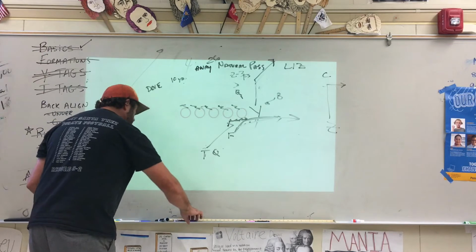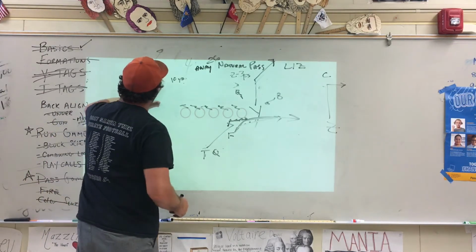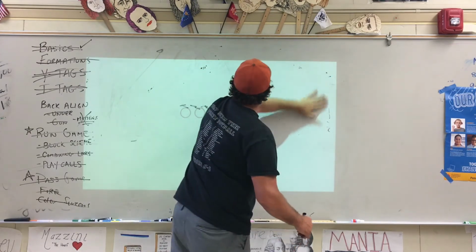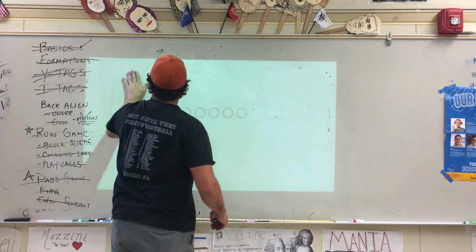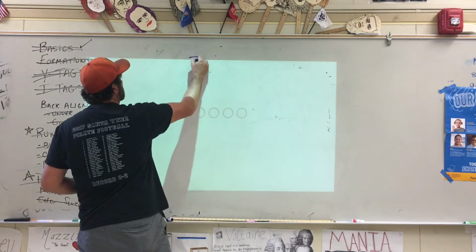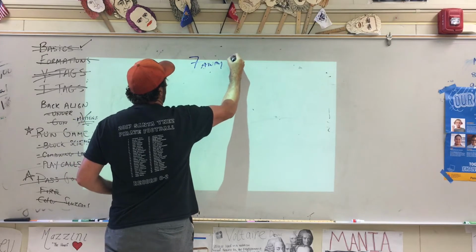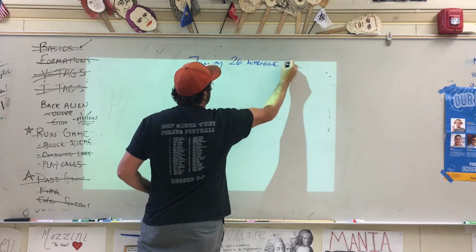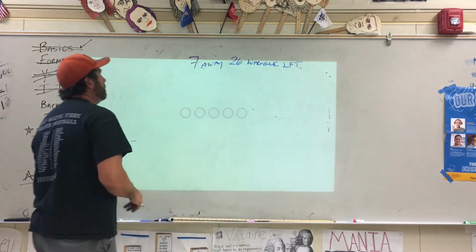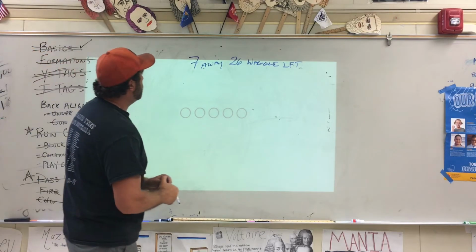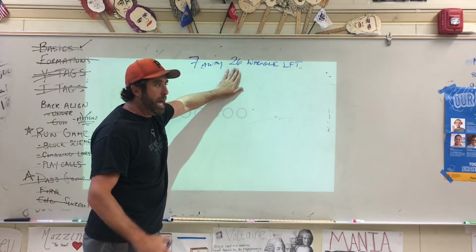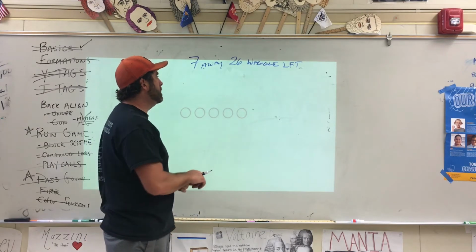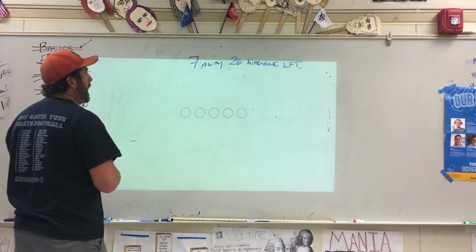The other one that comes from the natural is the waggle. So the waggle is your classic counter pass, your classic kind of bootleg, if you want to call it. So let's just say 7 away, 26 waggle left. And I think we've actually eliminated the 26 part on the natural pass. 7 away, natural pass. I think we still call it 26 sometimes. But we call it 7 away, 26 waggle left.